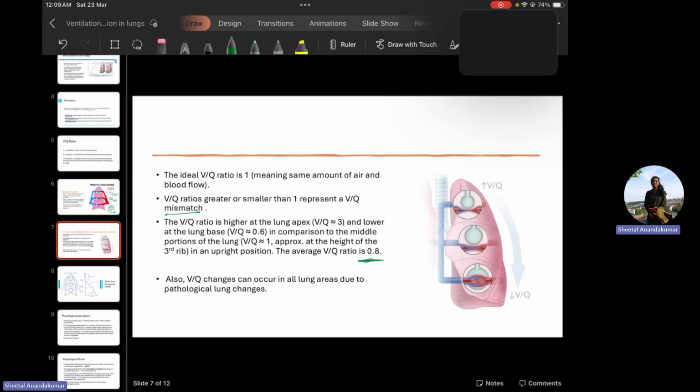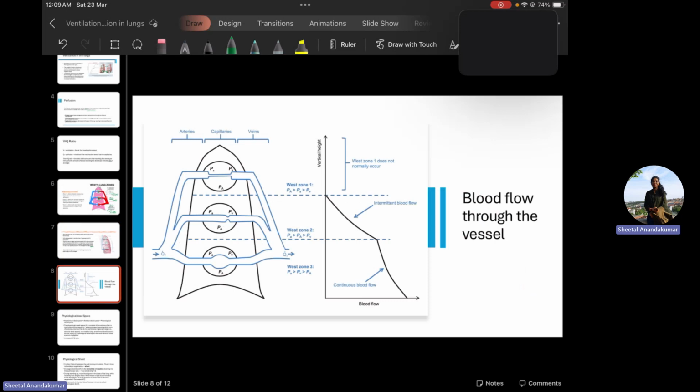So now we can talk about the blood flow through the vessel. Here we get to see that in West Zone 1, there's almost no perfusion. In West Zone 2, there is intermittent blood flow, and in the third zone there is a good amount, or increased blood flow. So that's what this graph talks about. It talks about the blood flow depending upon different zones of the lungs, and the y-axis here is just the height of the lungs.